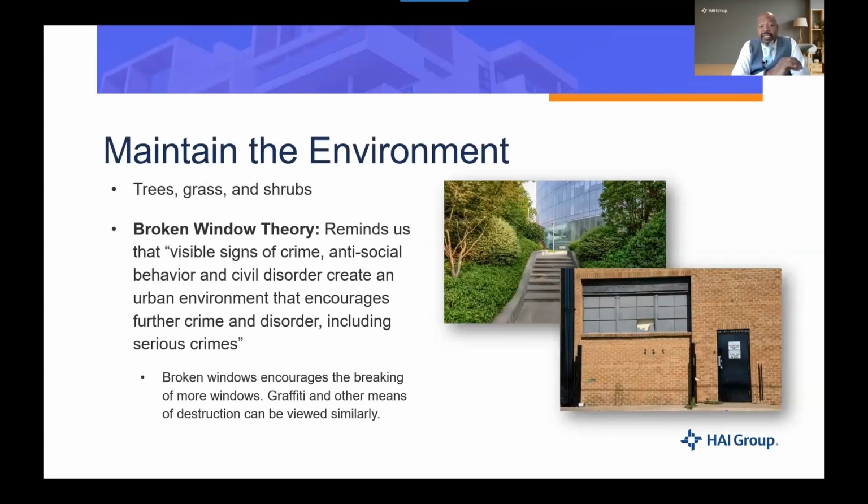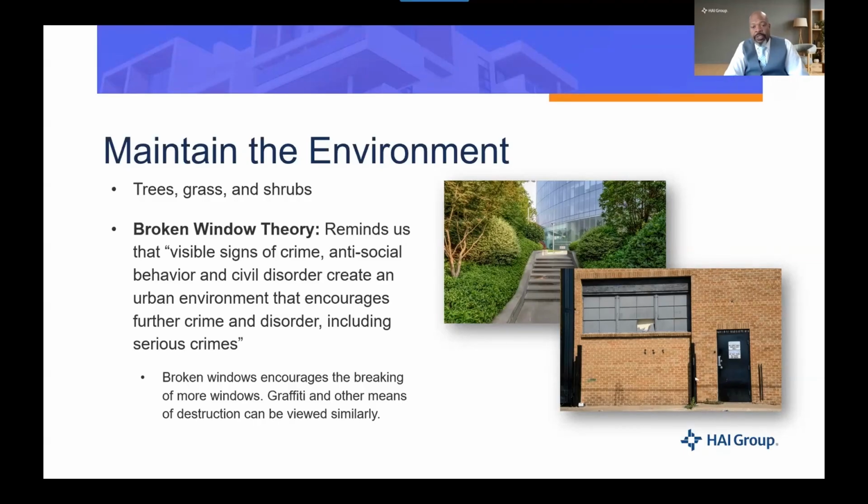Maintain the environment. That is so important. Your trees, your grass, your shrubs, even when you go into your own neighborhoods, for those of you who are property owners, you like to see things well maintained and manicured because it gives you the ability to look at stuff and to observe if something is out of place.